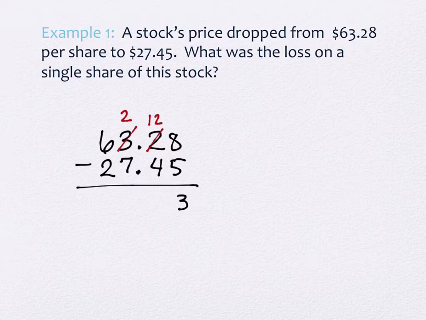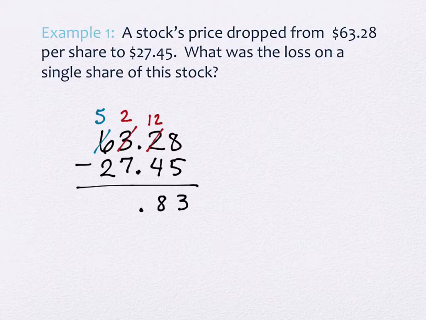I take away 4 dimes and I have 8 dimes left, right? And the next place value over, though, I can't do again the 2 minus the 7. So again, I have to regroup. So I regroup by taking the 6, and I'll make it a 5. So this is like taking a $10 bill, right? And breaking it down into ones.